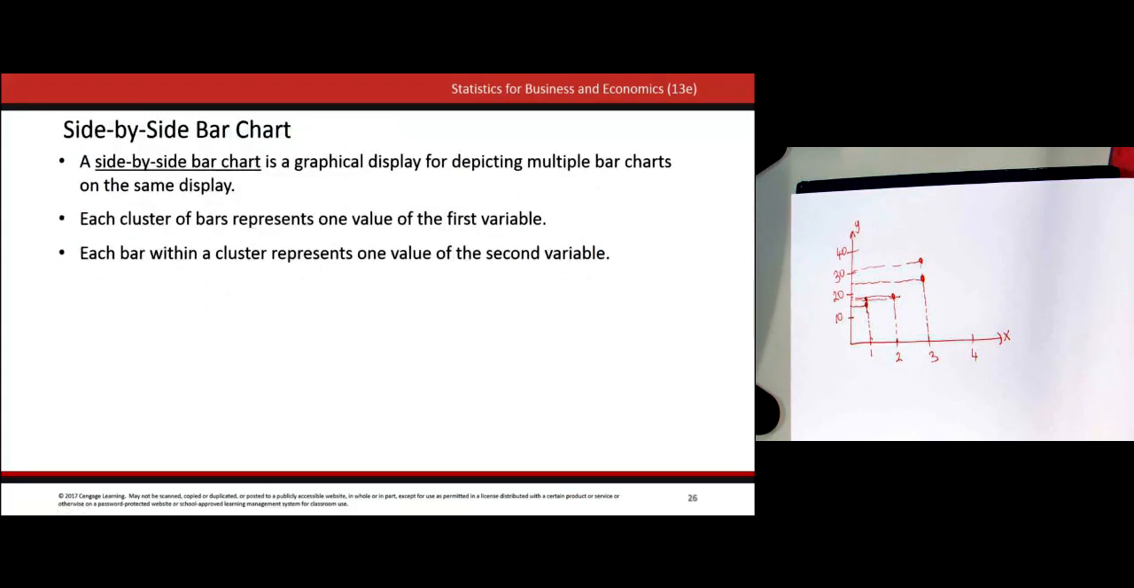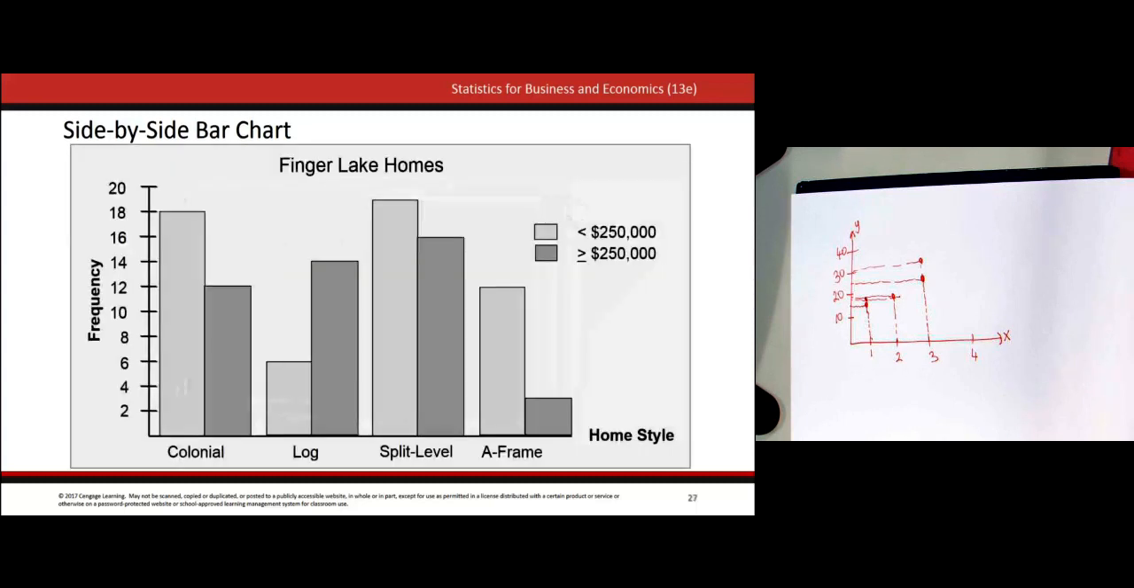Other graphical displays are the side-by-side bar chart. For example, for Finger Lakes Homes, this is a side-by-side bar chart. Here we see the colonial home and two different price ranges, less than 250 and larger than 250. For each home style we have two different price ranges. That way we can compare those.